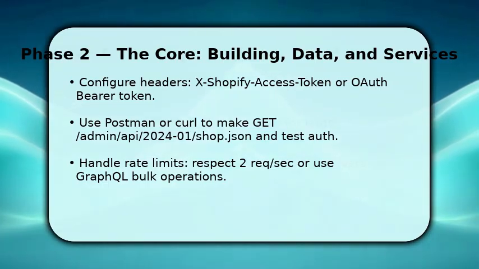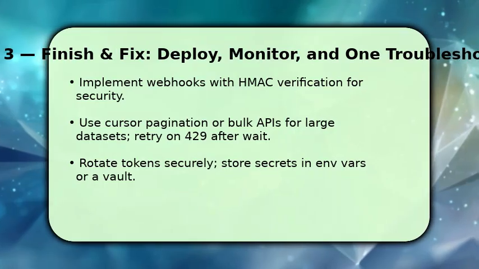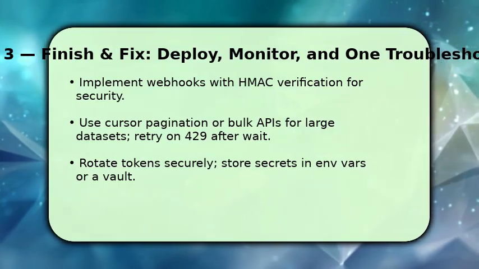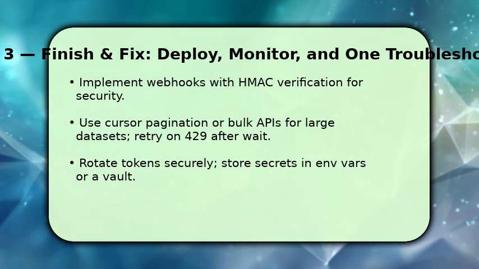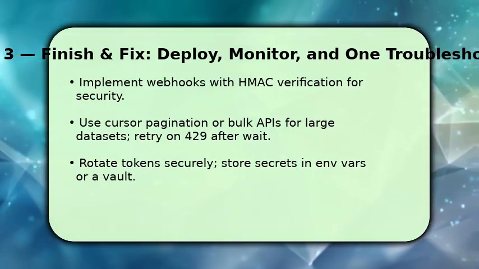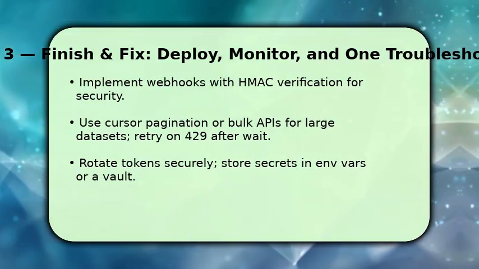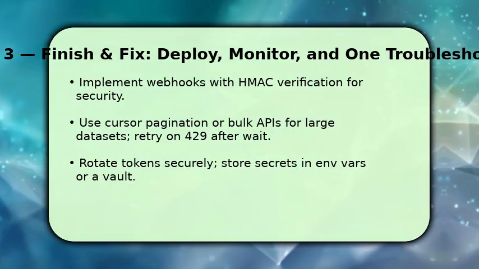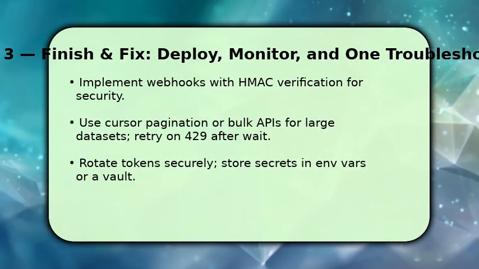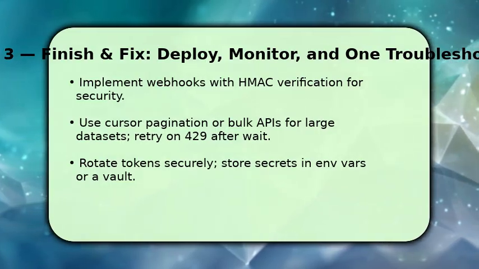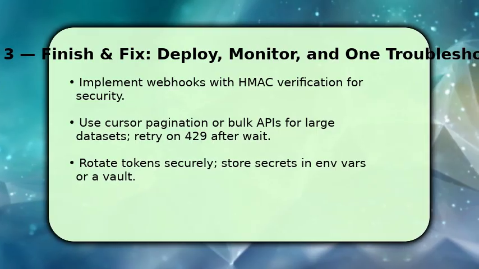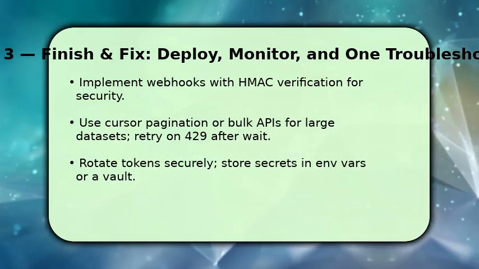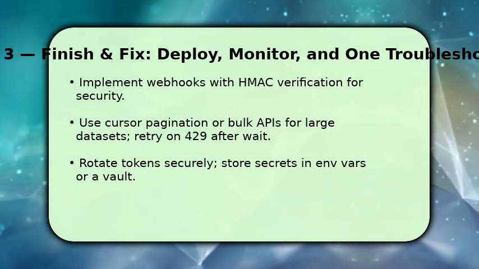Finish by wiring the full app flow, authenticated API calls, webhook handlers, and front-end callbacks. Verify webhook HMAC signatures on receipt so you trust the payloads. Respond 200 quickly to avoid retries. For large exports, use the bulk API or cursor pagination and implement exponential retry on 429 responses.